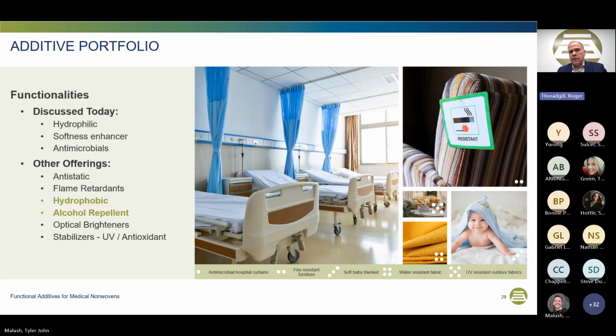PFAS chemicals, perfluoroalkyl sulfonates, and like materials like Teflon or PTFE. Yeah, they're very useful for low surface energy liquid repellents. But I'm pretty sure all of you know that they are under extreme regulatory pressure. And we're certainly trying to find new ways to modify polymers and find suitable replacements for that.